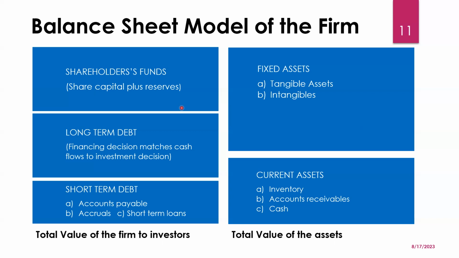And also, on the left hand side in the middle, you have the long term debt, or the debt that has a lifespan or an obligation that is longer than 1 year. Those are known as long term debt. And also we have the short term debt that is payable within 1 year. The short term debt includes the accounts payable, accruals, and short term loans.